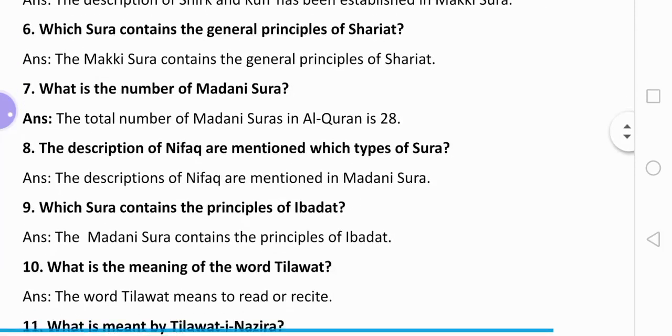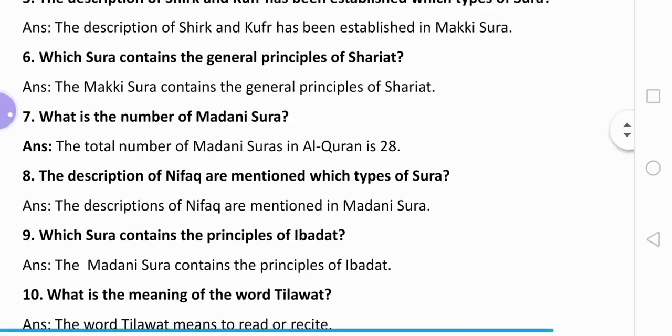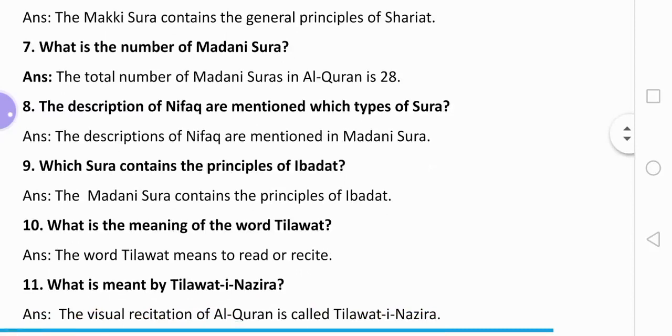Next, number 8, the descriptions of Nifaq are mentioned in which types of surah? The descriptions of Nifaq are mentioned in Madani surah. Specifically, Nifaq is highlighted in Madani category surahs. Okay. Number 9, which surah contains the principles of Ibadat? The Madani surah contains the principles of Ibadat. Principles of Shariat are in Makki surah, and principles of Ibadat are in Madani surah.